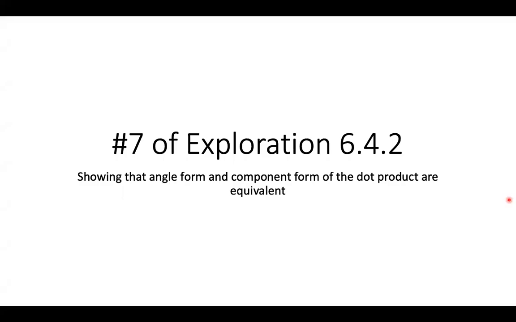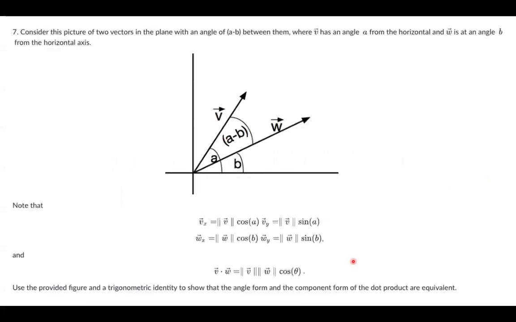In this video, we will look at exploration 6.4.2 and work through number 7, where we are going to show that the angle form and the component form of the dot product are equivalent. So let's begin by looking at number 7 from this exploration.